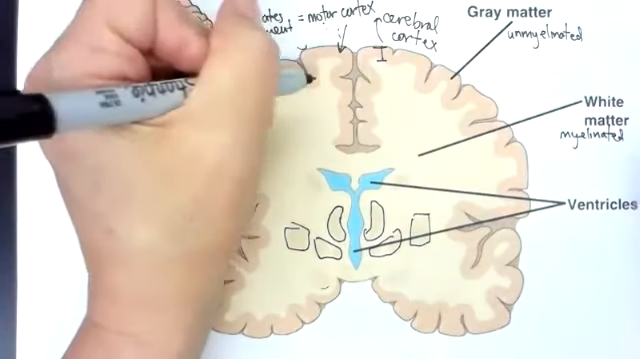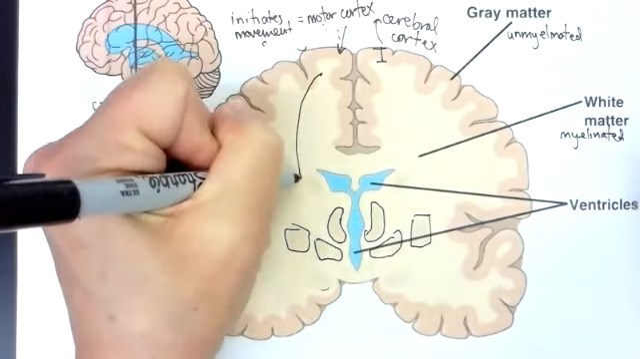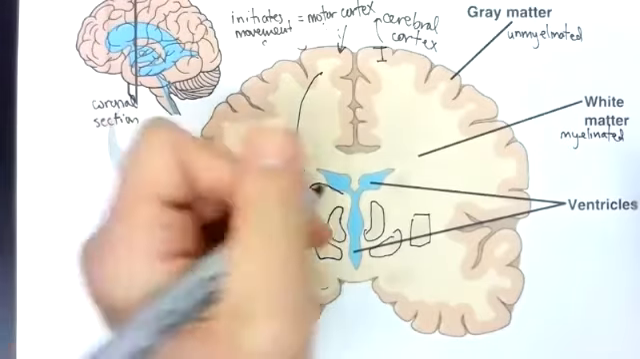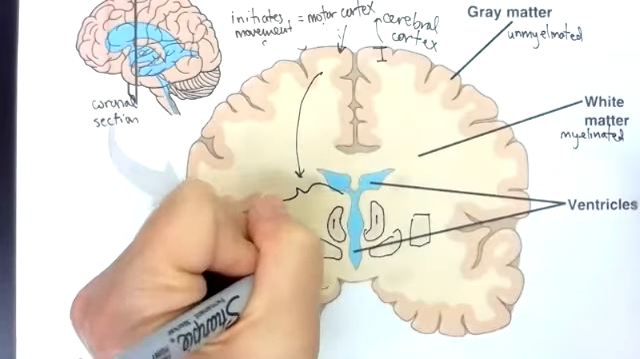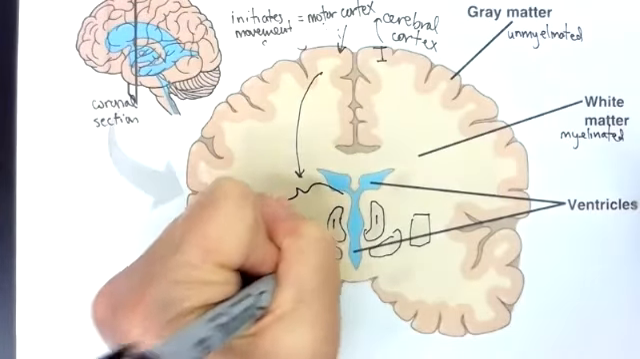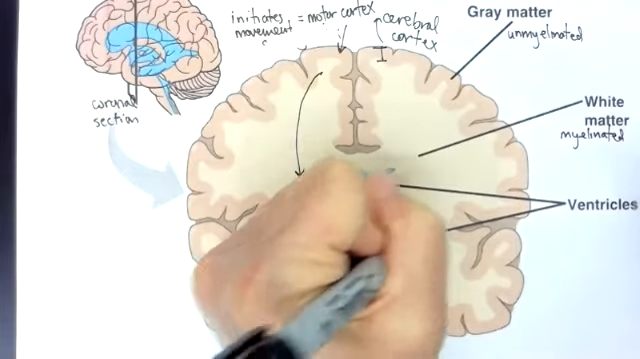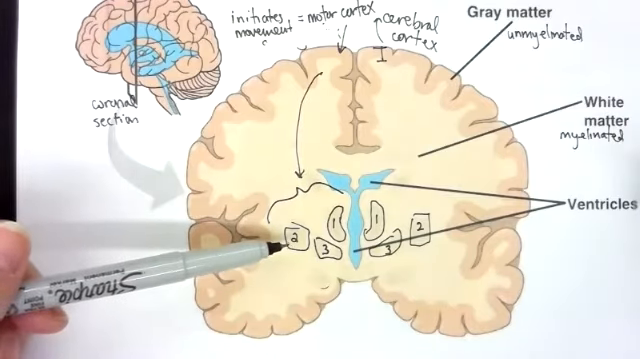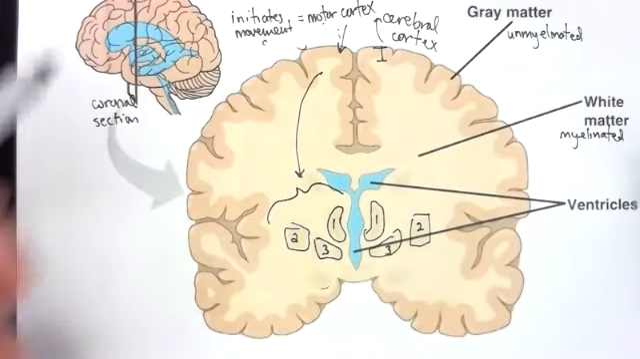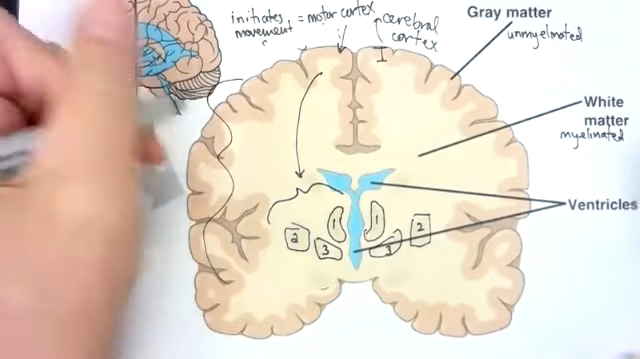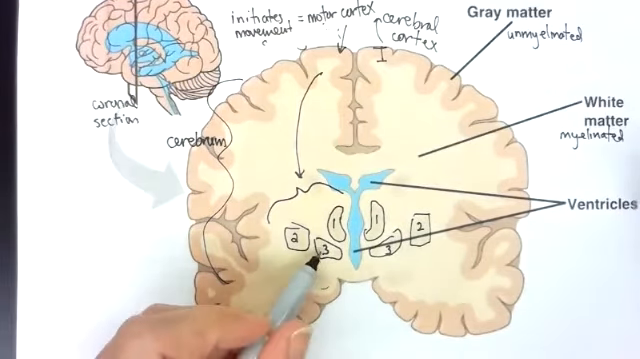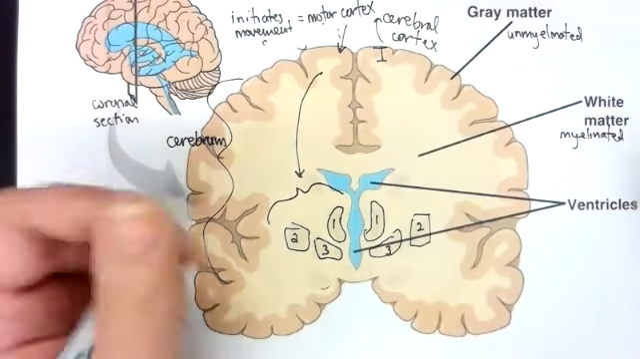So the motor cortex then sends the signal down to these three areas. We're going to label them 1, 2, 3. We have areas of gray matter deep inside the cerebrum, and this whole thing is still the cerebrum. They have a function. These are called the basal nuclei.